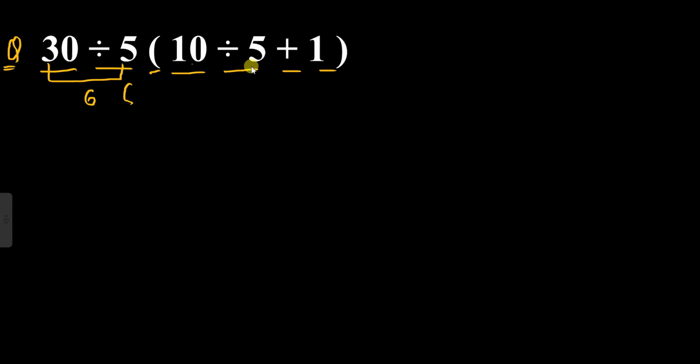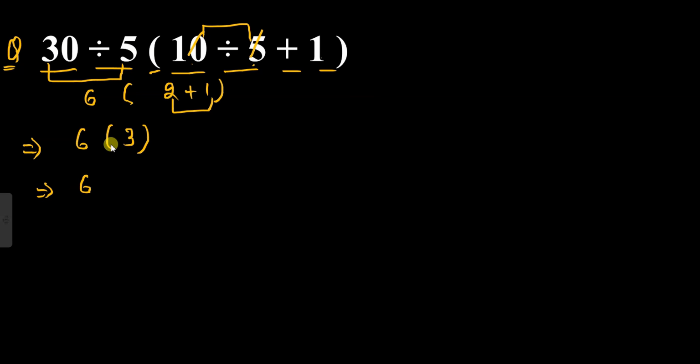Inside the brackets, if we solve 10 divided by 5 plus 1, first we'll solve the division, so 10 divided by 5 equals 2. 2 plus 1 will remain the same. Let's solve it further. Inside the brackets, 2 plus 1 becomes 3, right?